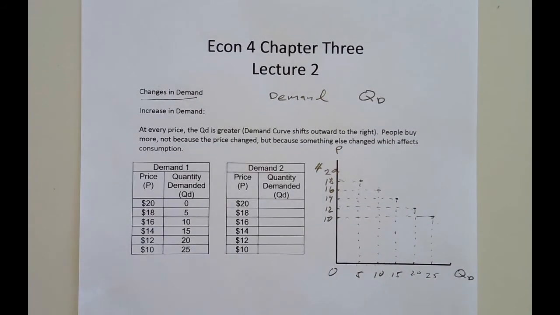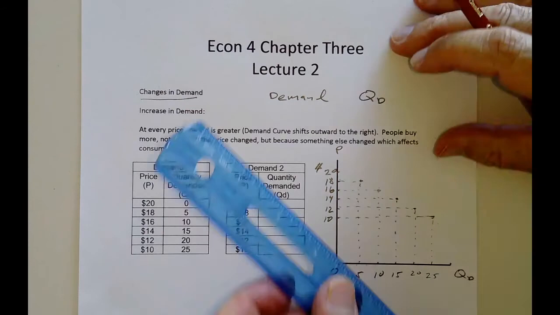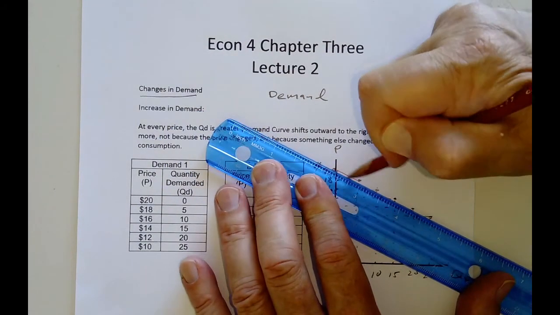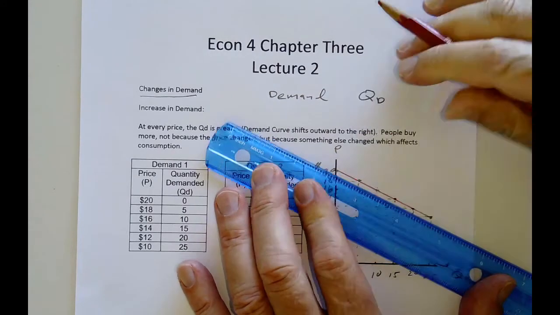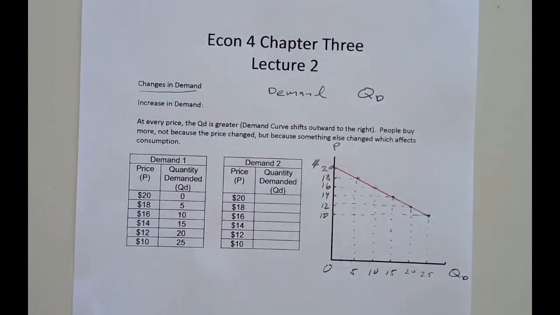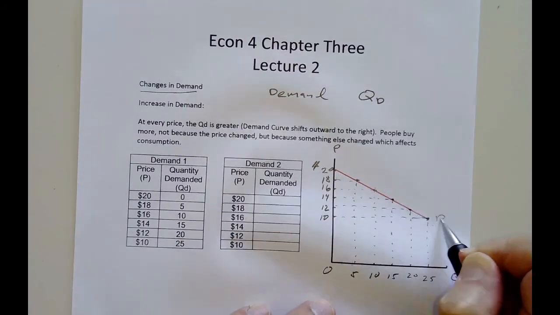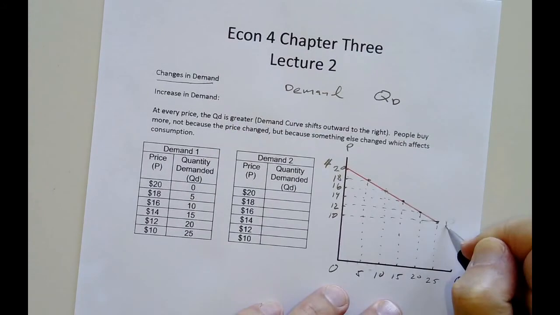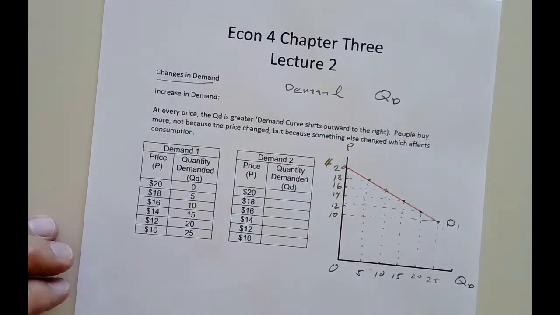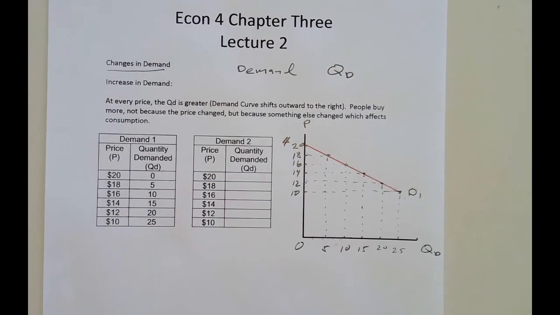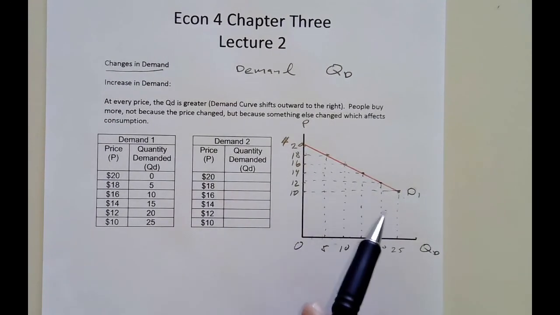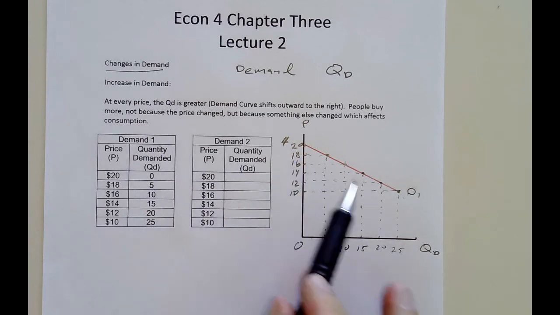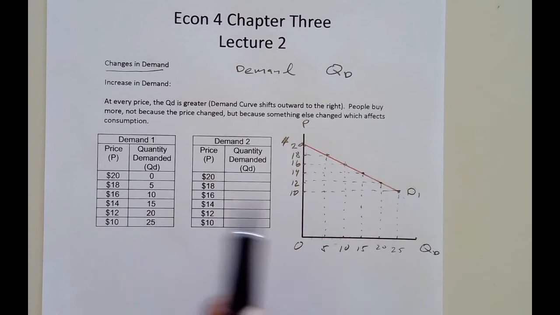Connect those points. This would be your first demand, demand D1. And I'll label that D1. Demand D1. So this demand here is a picture of the data over here. And it simply gives an idea in a picture form of what's actually going on over here.